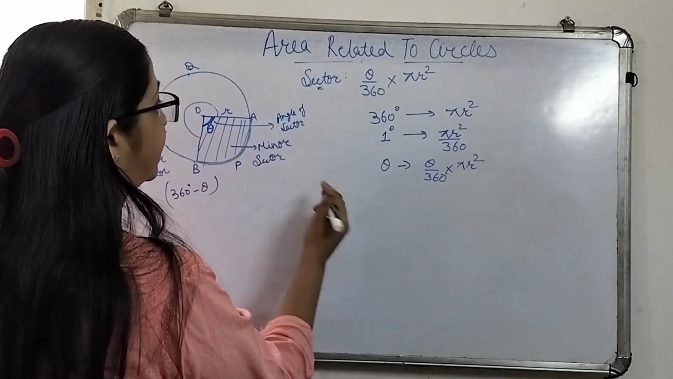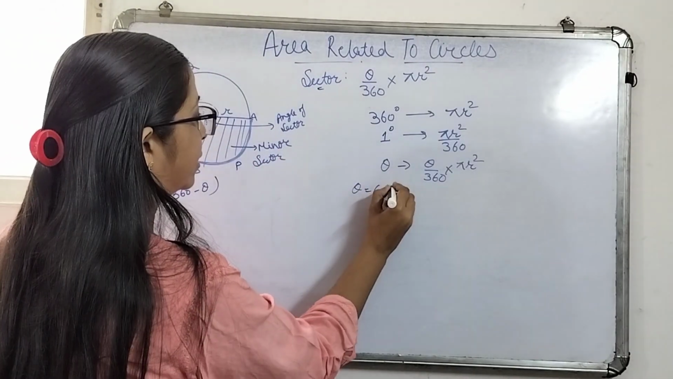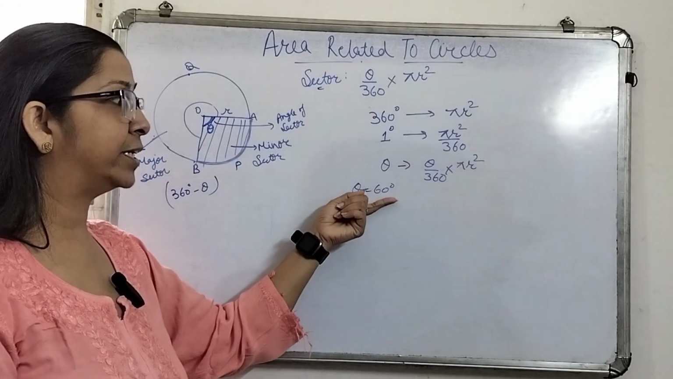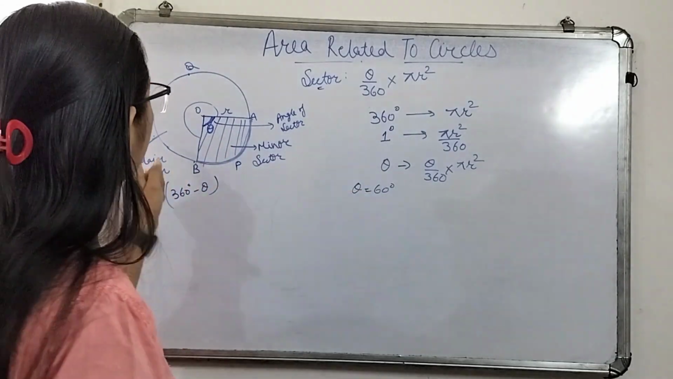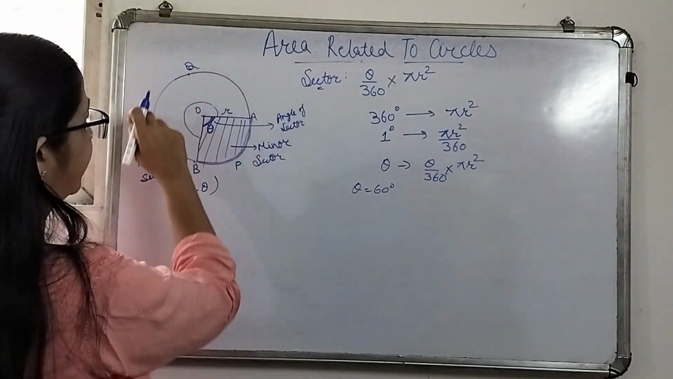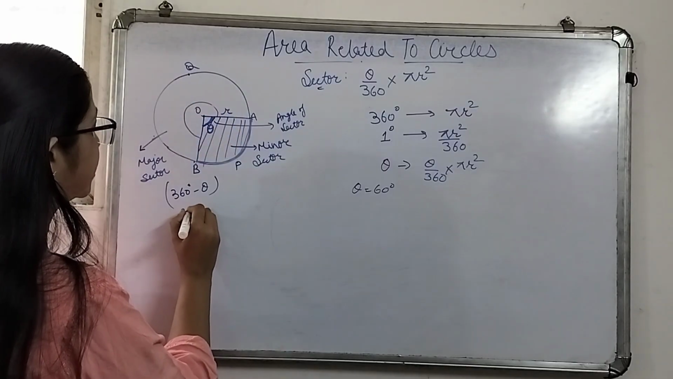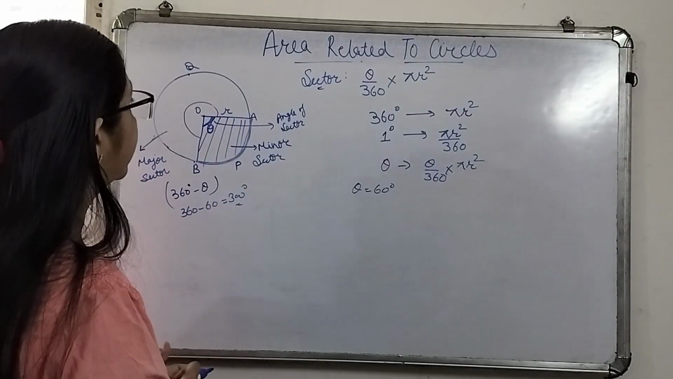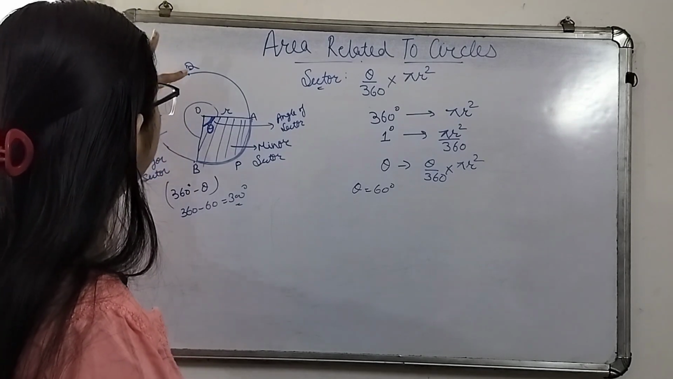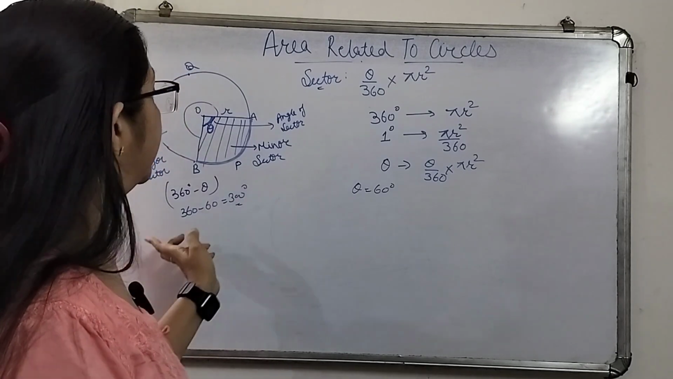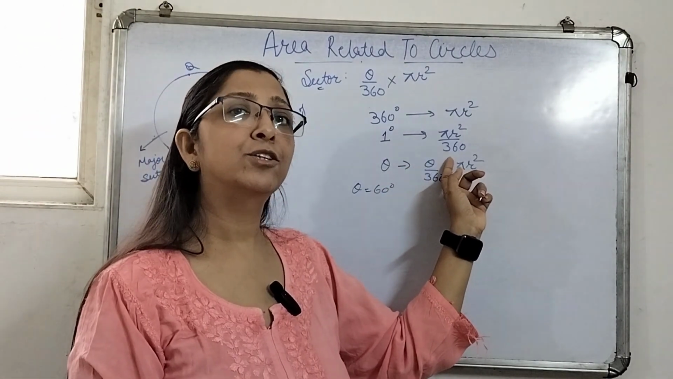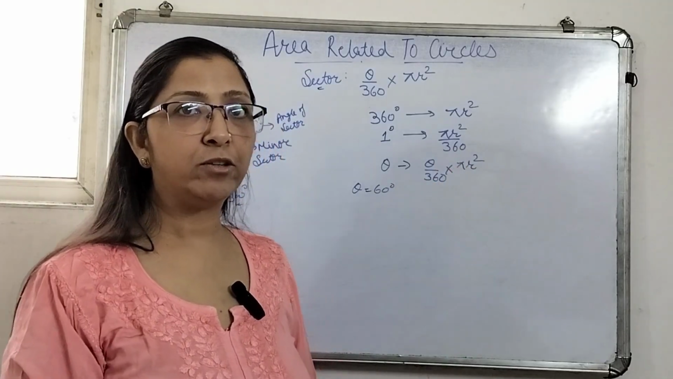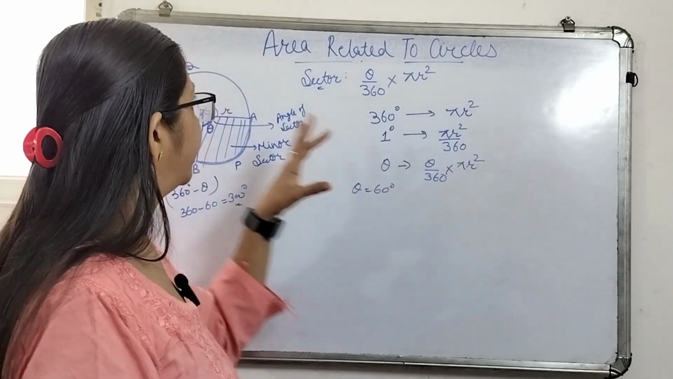Suppose here theta is 60 degrees. For the minor sector, the angle theta is 60 degrees, so for the major sector, it will be 360 degrees minus 60 degrees. That will be 300 degrees. That means if we have to find the area of the major sector, then we will take theta as 300 degrees.